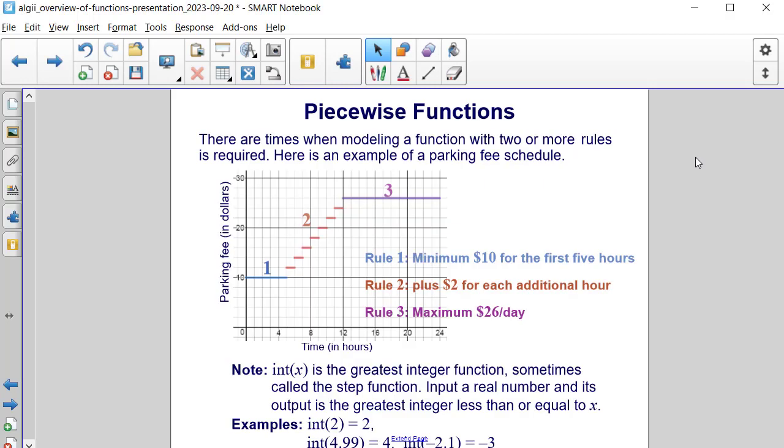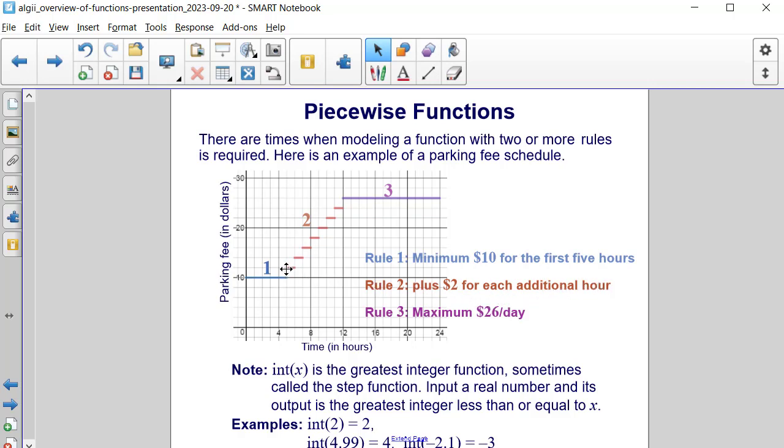There are times when modeling a function with 2 or more rules is a requirement. And here's an example of a parking fee schedule that could be used for a parking lot or a parking garage. First rule is that they charge a minimum of $10 for the first 5 hours. So from time being 0 to time being 5, you're at $10. Rule number 2 is they're adding $2 for each additional hour.